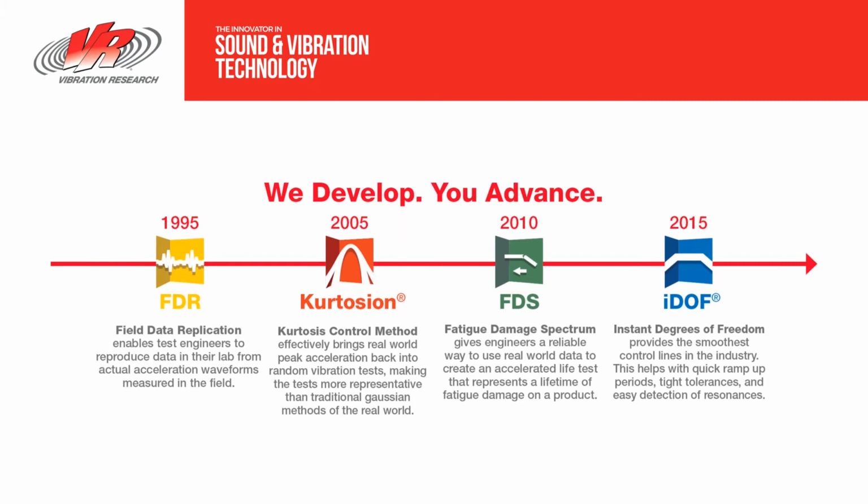Next, we have Kurtosion. We will talk a little bit about Kurtosion, specifically today in regards to what do I do if the environment that I am trying to create a random test for is non-Gaussian. And the real world is very non-Gaussian, so we have to take that into account when we create the test. And we will address that on a couple of fronts today.